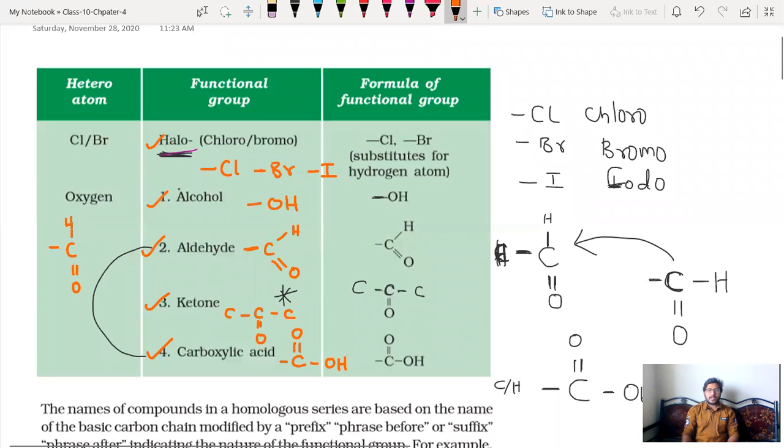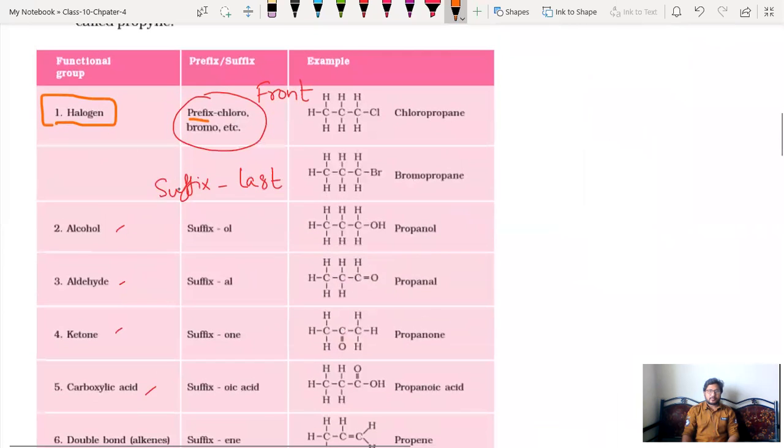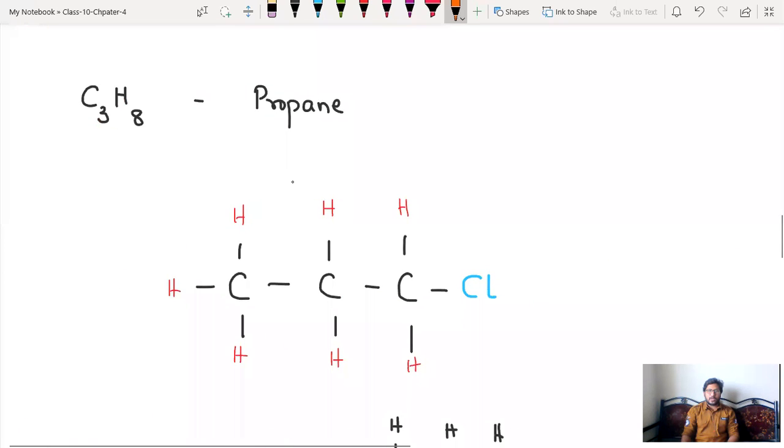And I told you while you are naming, there should be prefix and suffix. And here, prefix means that chloro, bromo, iodo, those names will come in the front of the compound. Suffix means names will come at the end, in the last. So in last lecture, we have seen about halogens, that is bond Cl, chloro, bond Br, bromo, bond I, iodo, which is front, and we have named a few also. So first, how we took?